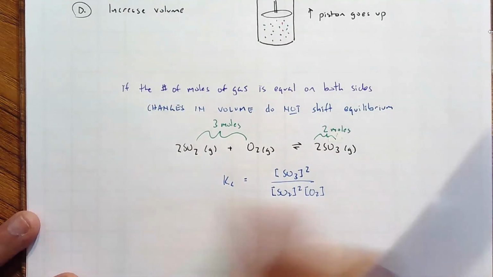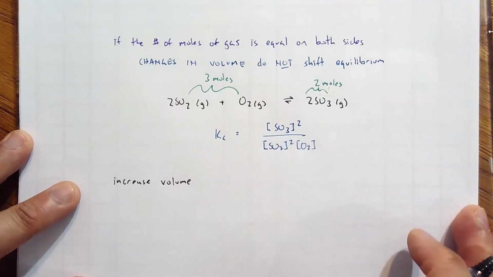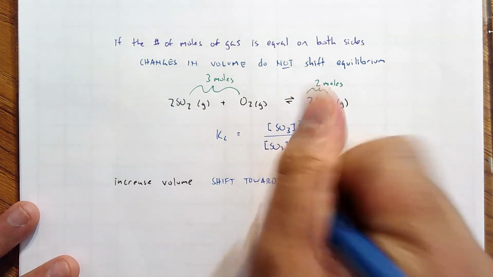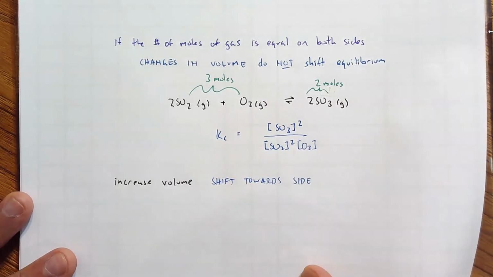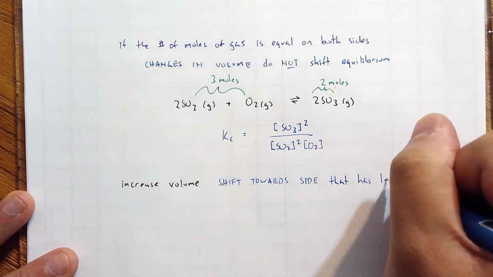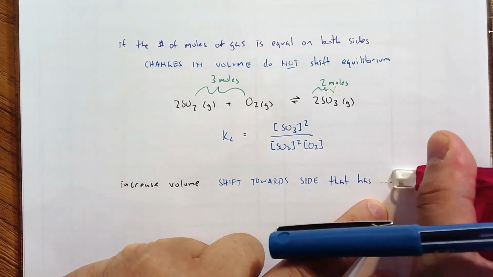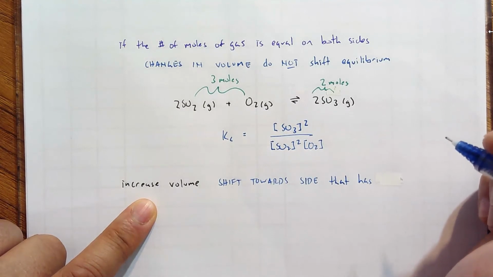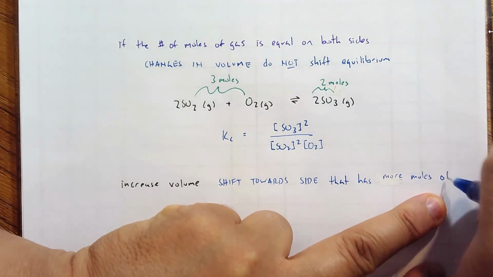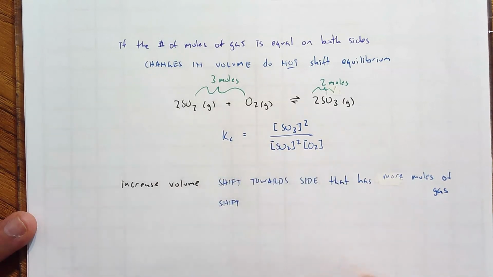And here are the rules. If you increase the volume, you shift towards the side that has less gas. Oh, wait. I messed up. That has more gas. If you increase the volume, shift towards the side that has more moles of gas. So in this case, we are going to shift to the left.